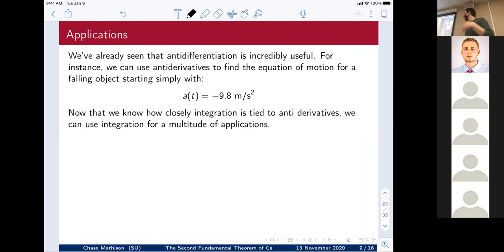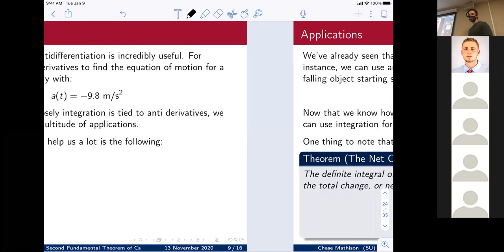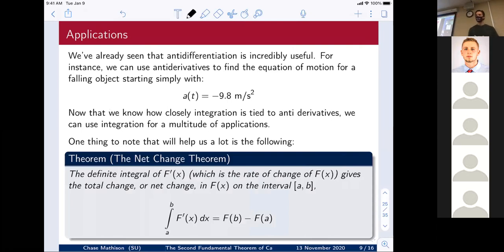We can also use integration to look at this situation of a falling object, right? We talked about it in terms of antiderivatives, but integration and antiderivatives are so closely related that we can use integration a lot of the time to do the same thing that an antiderivative does. Okay, so one thing that's going to be very important is what's called the net change theorem. The definite integral of some f prime of x, which tells you the rate of change of big F of x, gives you the total change or the net change in F of x on the interval a to b.